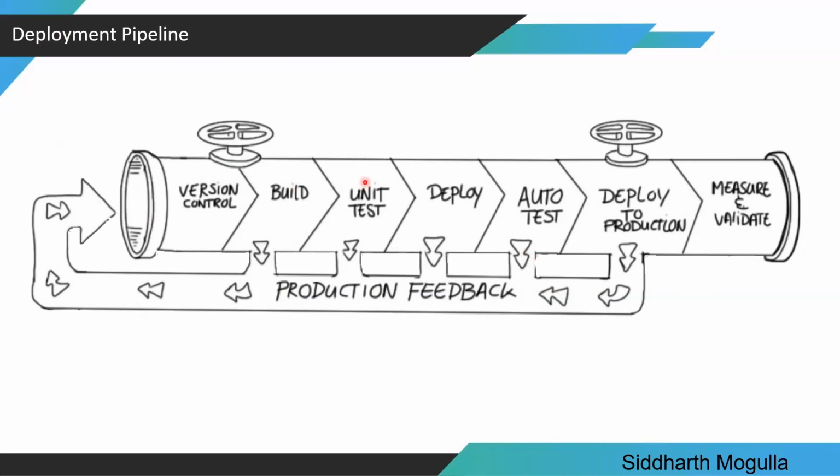In deployment, you will have continuous integration and continuous delivery. These are the interview questions. When you go for a DevOps interview, they will ask you what is continuous integration, what is continuous delivery, and what is continuous deployment. Continuous delivery and continuous deployment are one and the same, but there is a slight difference. I'll quickly explain what it is.